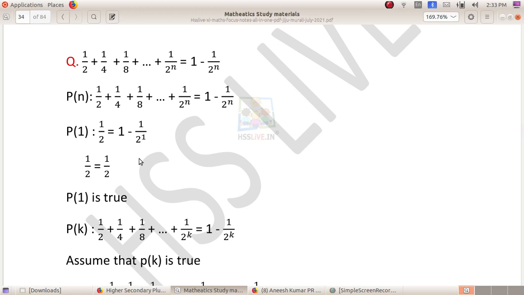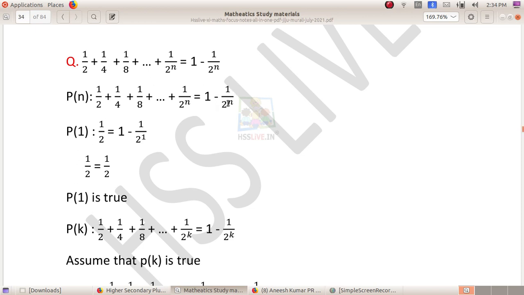Similarly we can take n = 2. What happens? When n = 2, that is 1/2 + 1/4. By cross multiplication, 2 into 4 is 8, 1 into 4 is 4, 1 into 2 is 2. That is 4 plus 2, 6. So 6/8. After simplification, 6/8 becomes 3/4. So P(2) is equal to 3/4.